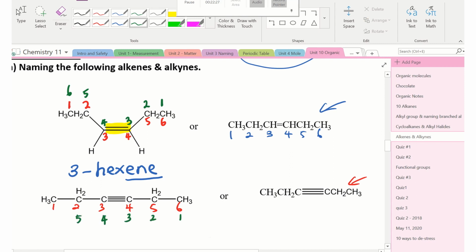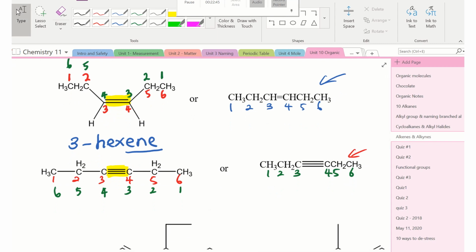So it's the same thing for this one. The triple bond is between carbon 3 and 4. It doesn't matter if you go left to right or right to left. And this one is the same here on the right hand side. 1, 2, 3, 4, 5, 6. 6 carbon. So we're going to call this 3-hexyne. Hexyne meaning a triple bond.